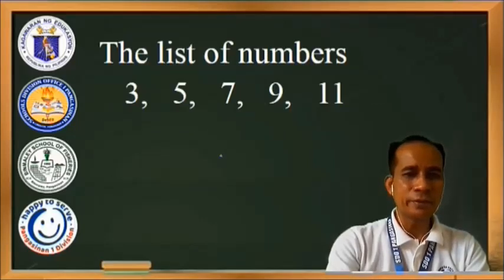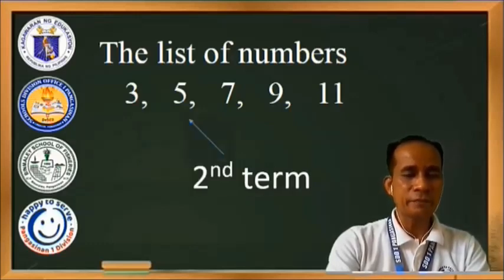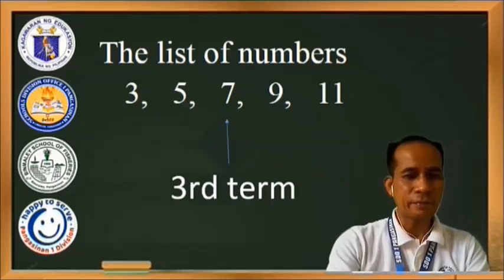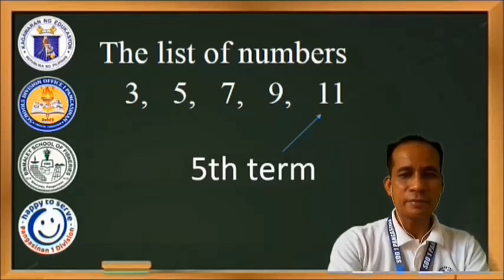Given the list of numbers 3, 5, 7, 9, and 11: 3 is the first term of the sequence, 5 is the second term, 7 is the third term, 9 is the fourth term, and 11 is the last term or fifth term of the sequence.